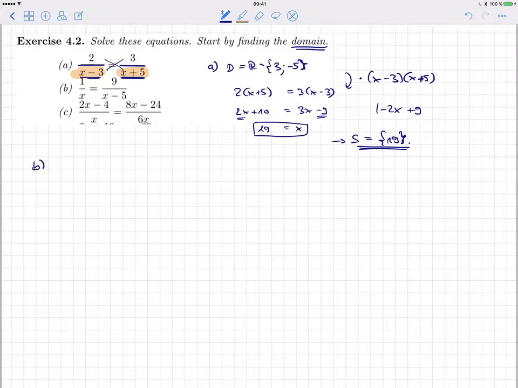In B, this is very similar. We look at the denominators. We see that 0 is not allowed and 5 is not allowed. And now we use the cross rule. So x minus 5 equals 9x.